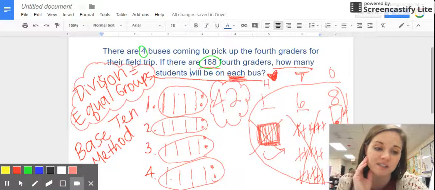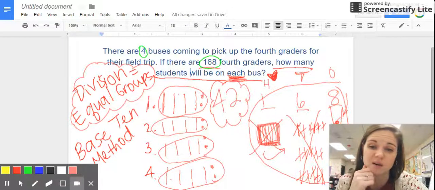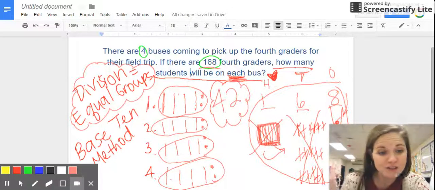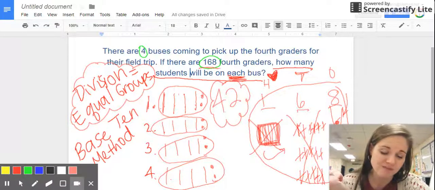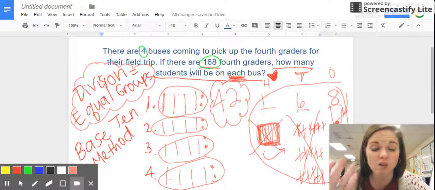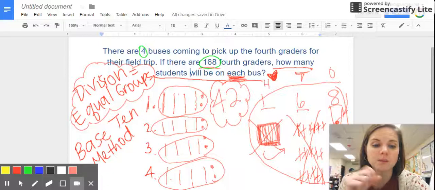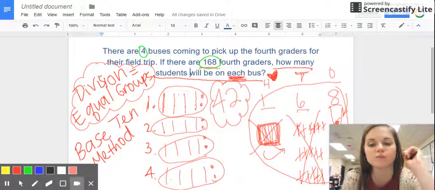Now, base 10 gets a little tricky when we're going to start having numbers like 1,296 fourth graders. 1,000 would take a long time to do as base 10, but at least you can see what equal groups look like here.